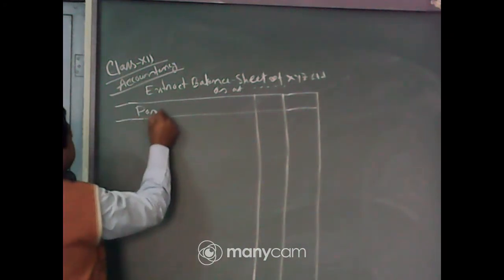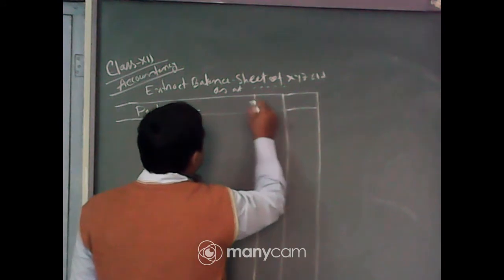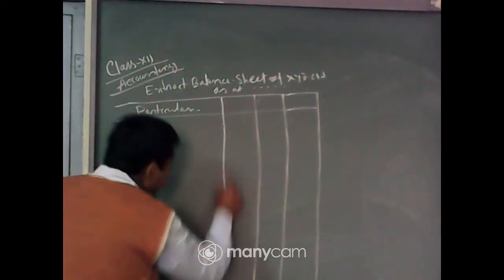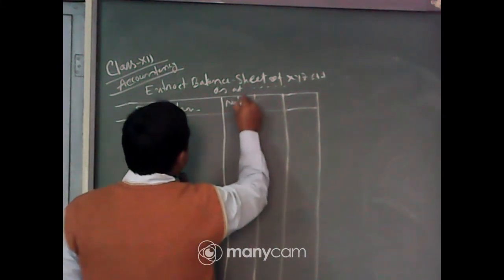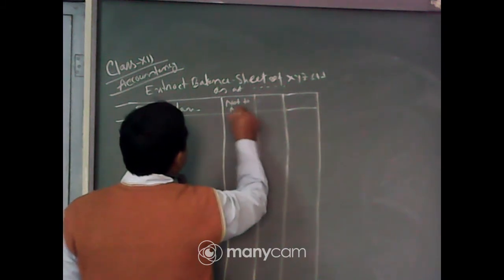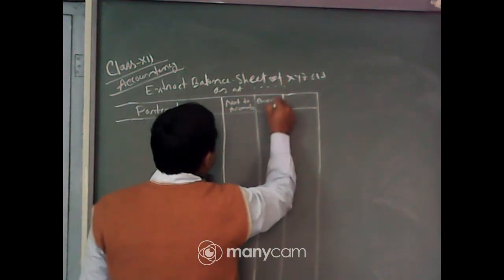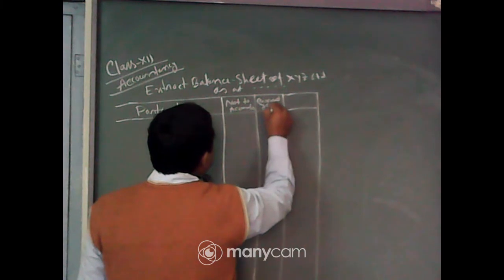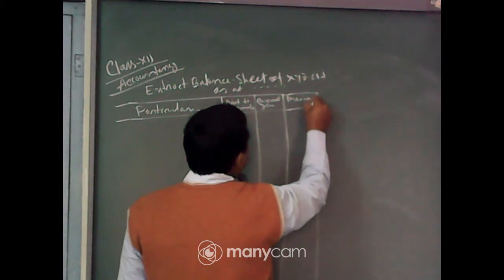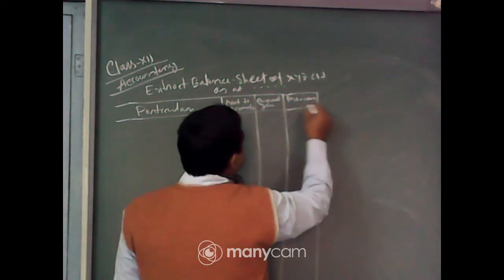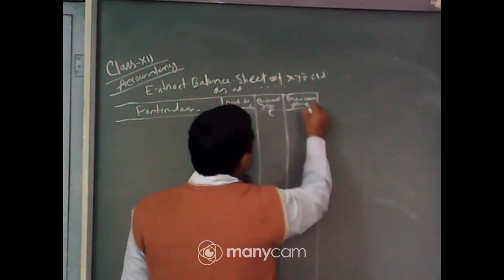Here are the particulars, and for the 2 years you have to make another column, that is Note to Accounts. Note to Accounts is compulsory in the case of a company balance sheet. Then there is the current year, and in the case of a company, you also show the previous year's figure along with the current year. That is in rupees and that is also in rupees.